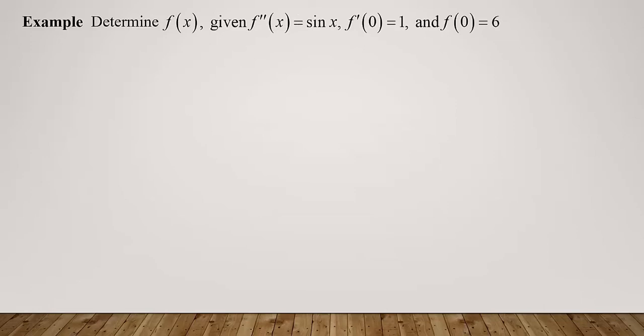We're going to determine f of x given f double prime of x is sine x, f prime of 0 equals 1, and f of 0 equals 6. This is a pretty cool example, so write it down. And we're heading off to the chalkboard to work through it.